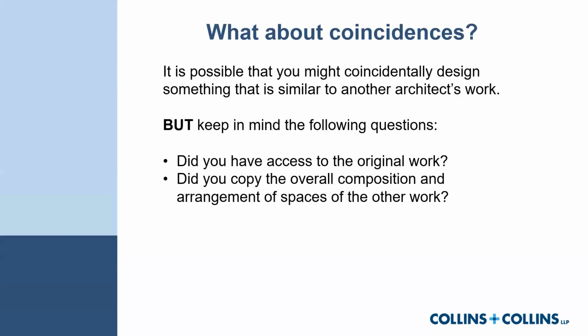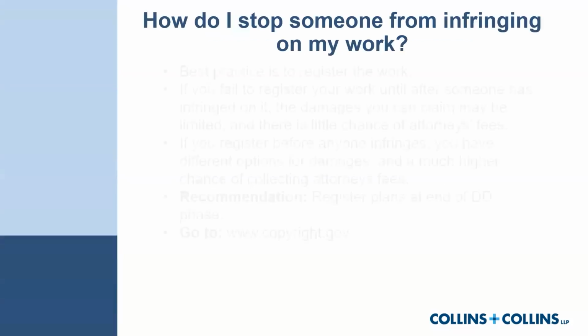So can coincidences happen? Yes, absolutely they can. It's very possible that something looks like another architect's work. Like we said, people take inspiration from all sorts of different buildings and designs and things. A lot of architectural students are learning from the same materials, so on and so forth. So coincidences can happen, but the key questions that we want you to keep in mind: did the potential infringer have access to the original work? And did they have a copy of the overall composition and the arrangement of the spaces of the other work?